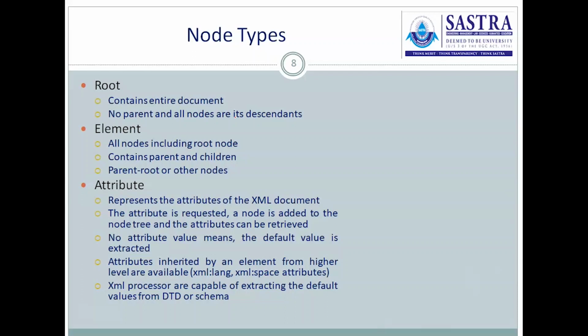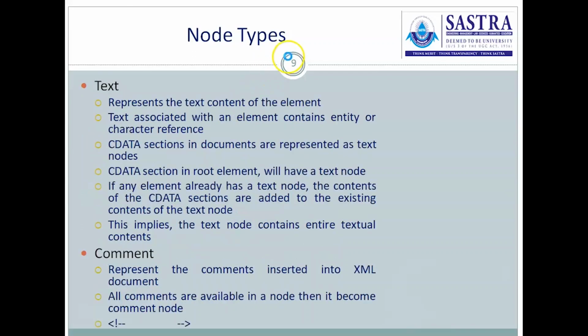Sometimes the attribute may inherit the value from higher level nodes or higher level elements. For example, xml:lang and xml:space, those elements may contain certain attributes. Those attributes, throughout the XML document, wherever you require, you can extract, and the XML processor is capable of extracting the default value from the DTD or XML schema.